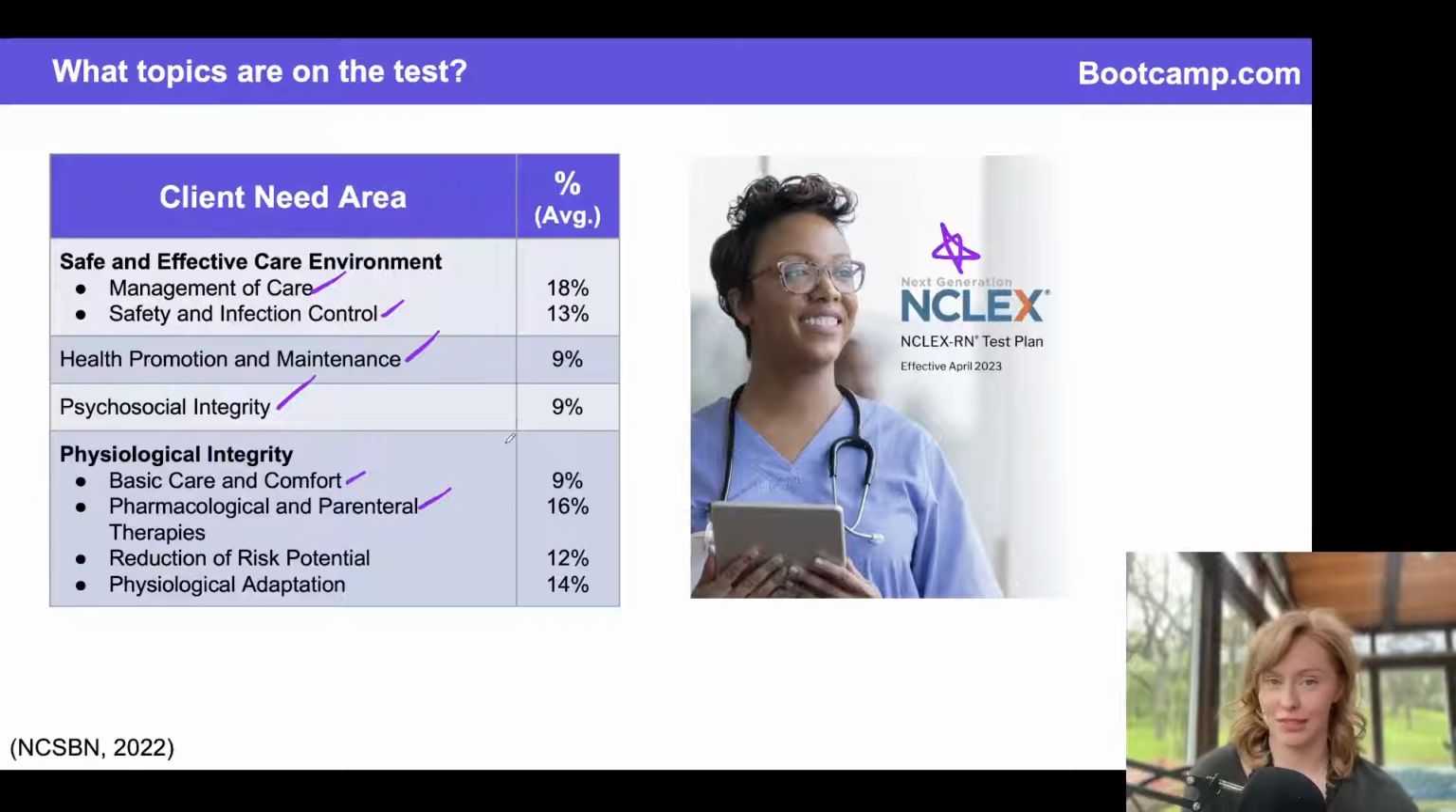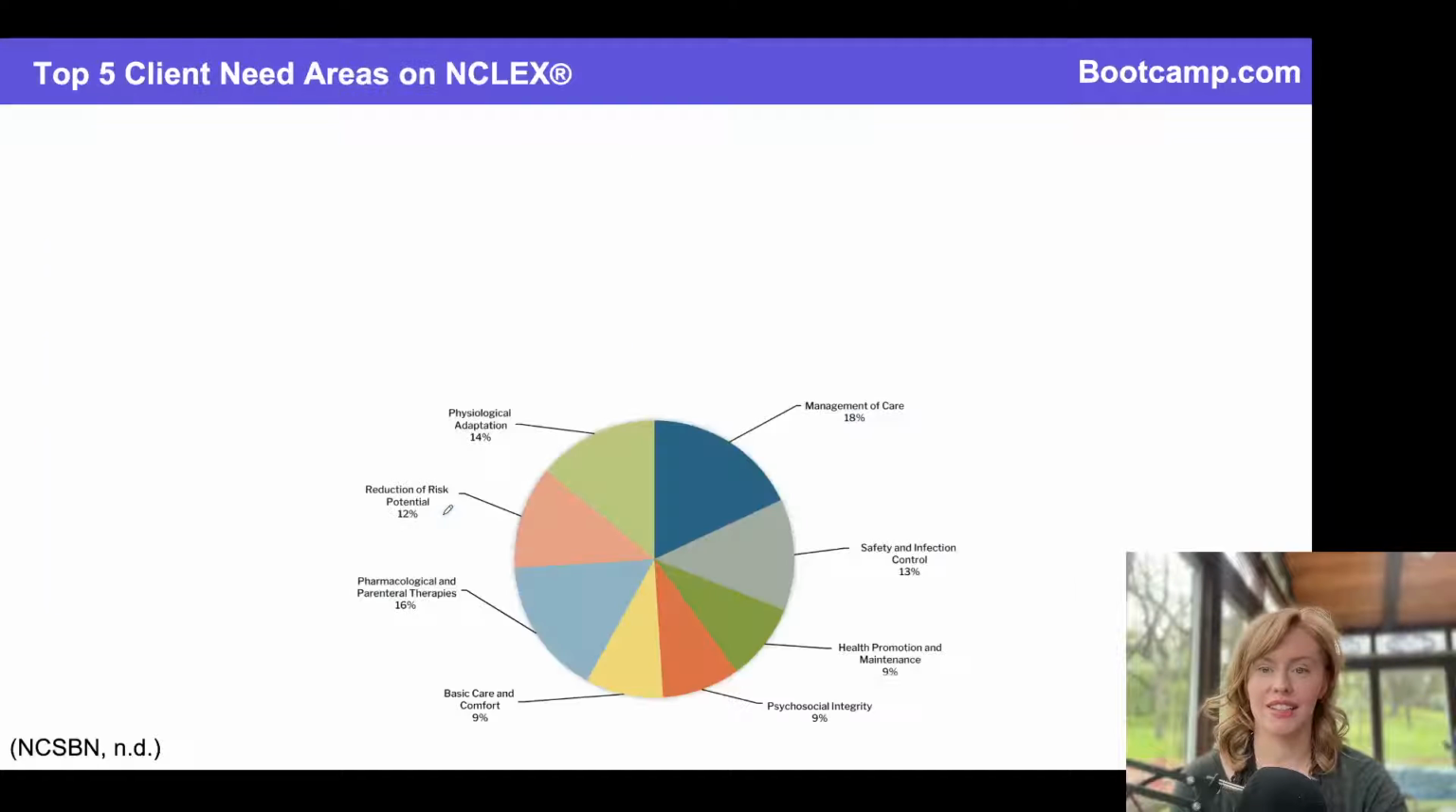And then pharm, everybody's favorite subject. Reduction of risk potential. So there's always a risk associated with anything that we do for our patients. So if we put a Foley in, they're at risk for a UTI, right? So preventing that. If they get a surgery, there's risk of complications from anesthesia. And so just preventing complications mostly. And then finally, physiologic adaptation. So this is kind of your nursing process, assessing and intervening on all the common disease processes and OB situations. So that is what is on your test.